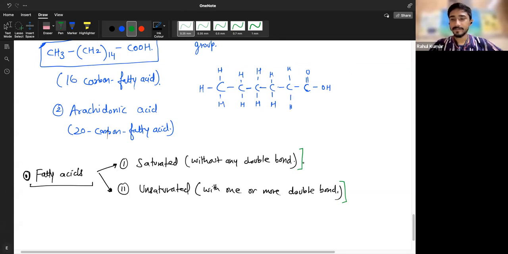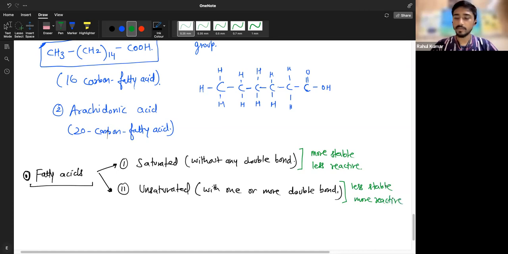Okay, we can keep doing this all night, but let me put an end to it. Saturated is more stable and hence less reactive, as compared to unsaturated, which is less stable and more reactive.